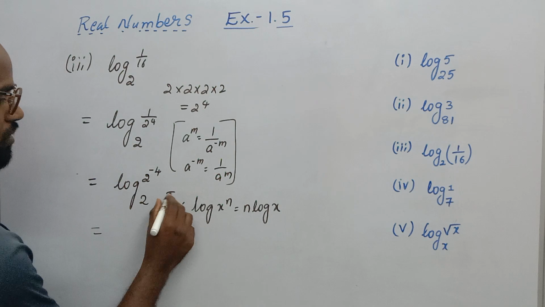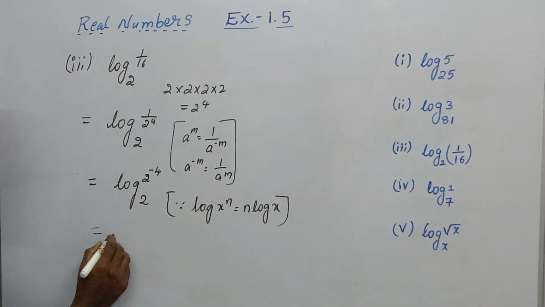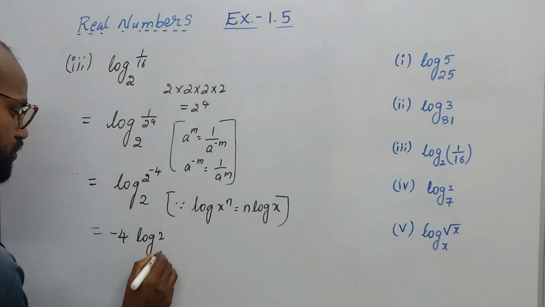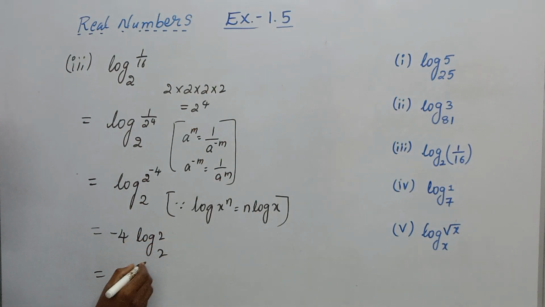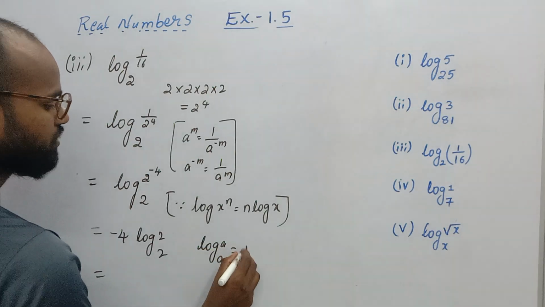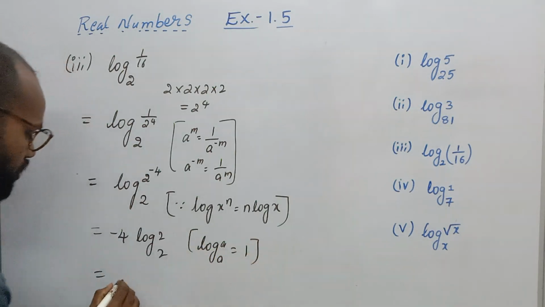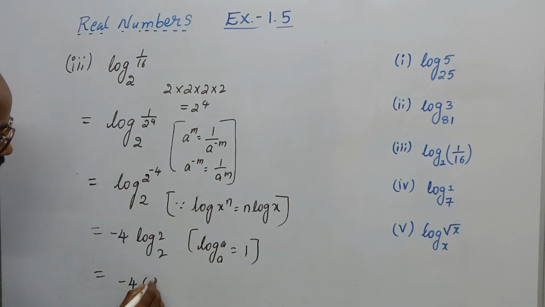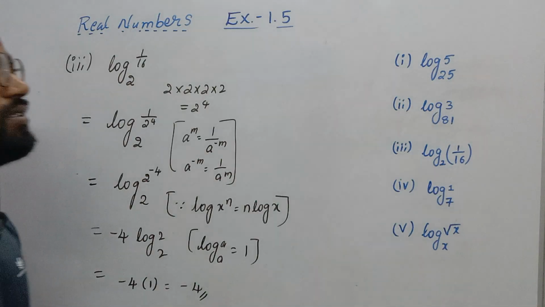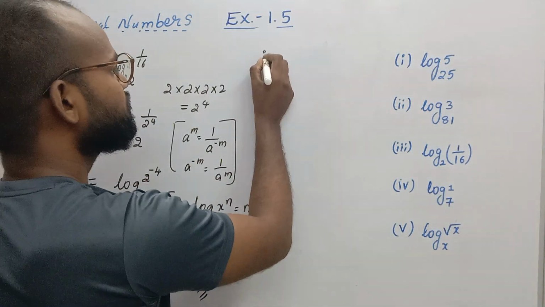So now can I write here minus 4 into log 2 base 2. So log 2 base 2 is nothing but log a base a equals 1. So now my final answer is minus 4 into 1, that is equal to minus 4. So this is your third answer. Next one, the fourth question.